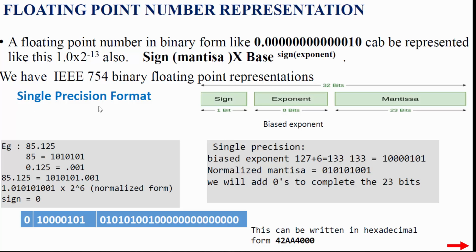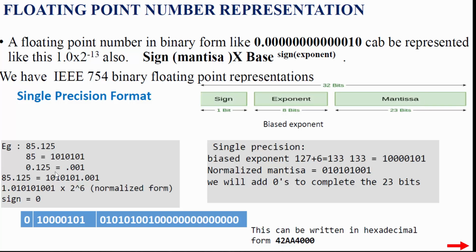In this single precision format, this is actually a 32-bit representation. The first single MSB bit is taken as the sign bit. The next 8 bits from the MSB side are the exponent part. The exponent is represented in the biased exponent form. And the remaining 23 bits are used for representing the mantissa.